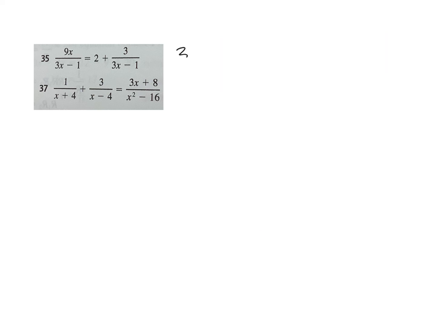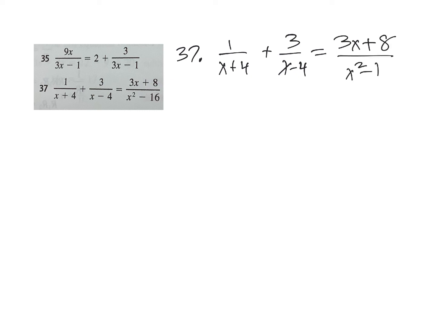I'm more interested in getting you to that point. Hopefully at some point you start to say, will this work? You're going to have to eventually. So again, 1/(x + 4) + 3/(x - 4). Difference of squares, possibly. And look at the last one, (3x + 8) over the difference of squares, which is (x - 4)(x + 4). So we multiply everything by that common denominator, (x - 4)(x + 4), and the same thing over here.